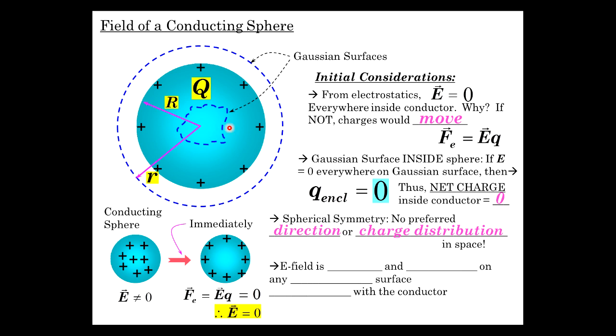You could put the axis like this and rotate it around that axis, or you could punch an axis of rotation right through the center and rotate it about there. No matter which way you rotate it in 3D space, there is no change in the observables from an external point of view. The E field is radial. Everywhere on the surface, it's radial. And it's uniform. It's the same size everywhere on any spherical surface that's concentric with the conductor.